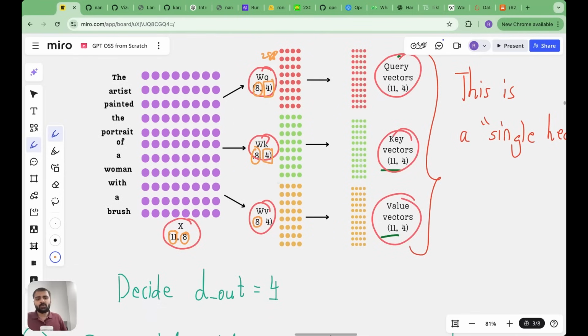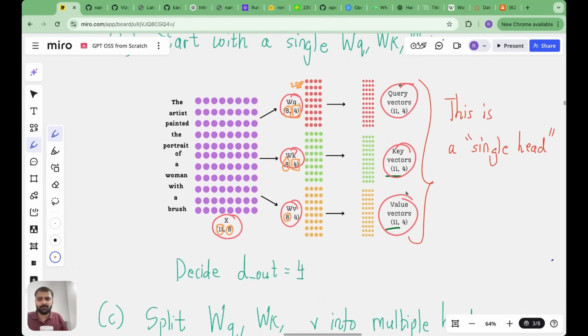but we have an option over here. So we have these queries, keys, and the values. And you might be thinking, why are we doing all of this? And the reason boils down to this fact.